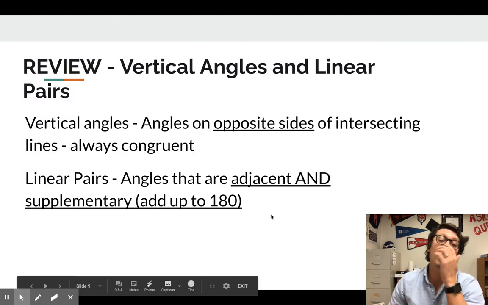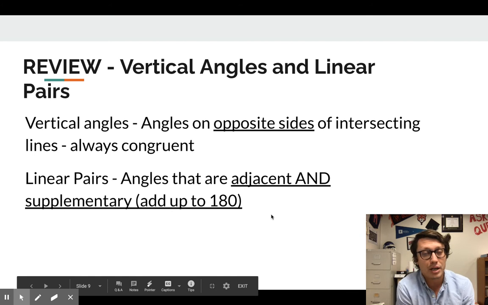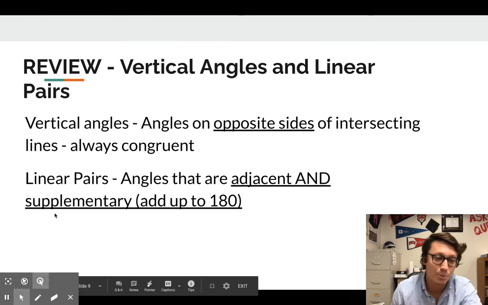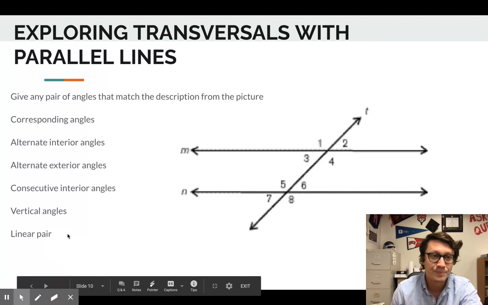Okay, so now review. These are 2 angle pairs that we've learned about in chapter 1. Vertical angles are angles that are on opposite sides of intersecting lines. Remember that they are always congruent. Linear pairs are angles that are adjacent and supplementary. Adjacent means touching each other. They share a vertex and they share a ray. And they're supplementary, which means that they add up to 180 degrees.